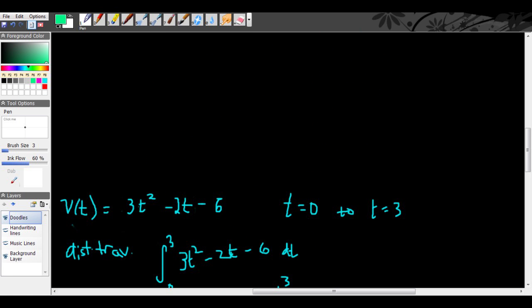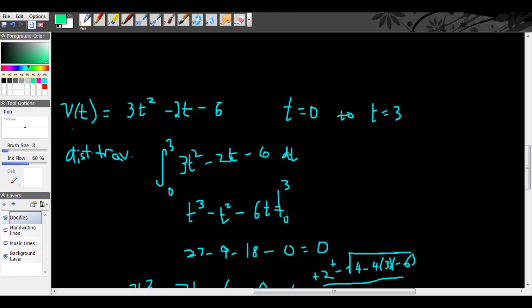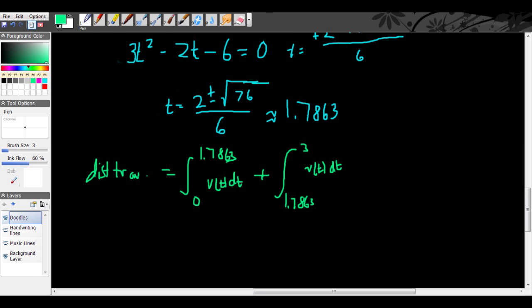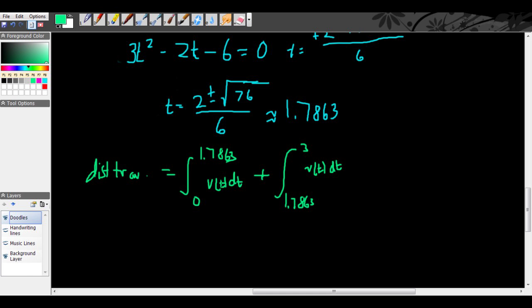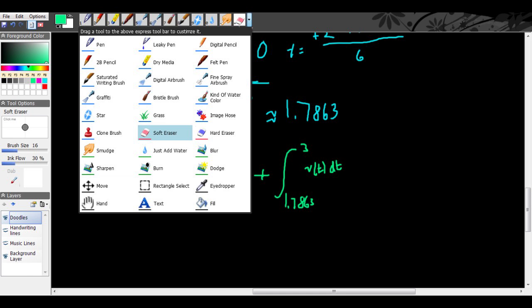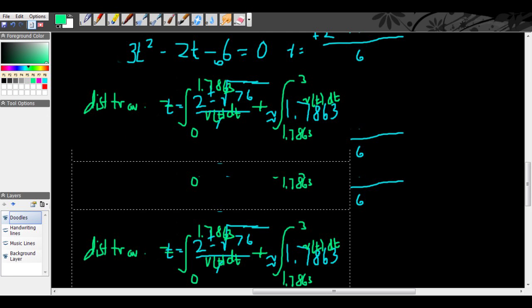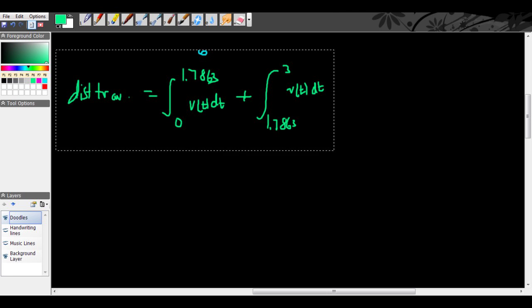I'm running out of room here. How am I running out of room? Because I have all this room up here. Okay. Can I just copy this? Move this up here. That'll work.